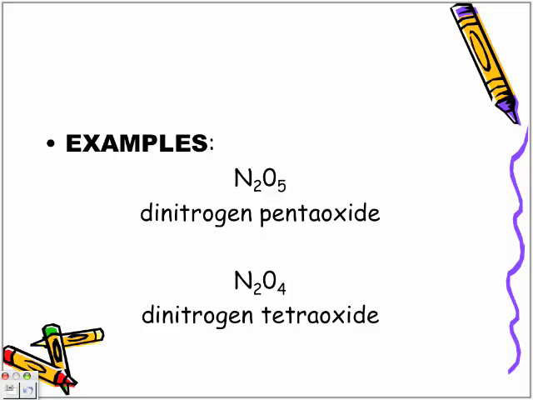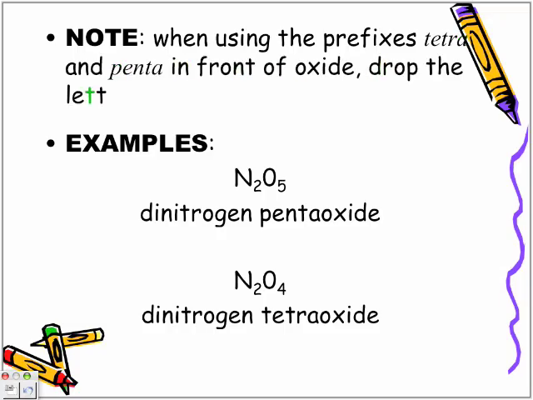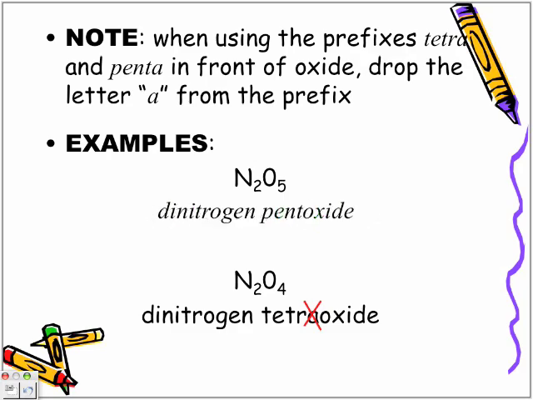But be careful with naming these, okay, especially when using penta or tetra in front of oxide. One thing to keep in mind is that when using the prefix tetra and penta in front of oxide, drop the letter A from the prefix. So we're no longer using those A's. So the name is no longer dinitrogen pentaoxide or dinitrogen tetraoxide. It's dinitrogen pentoxide without the A and dinitrogen tetroxide without the A.